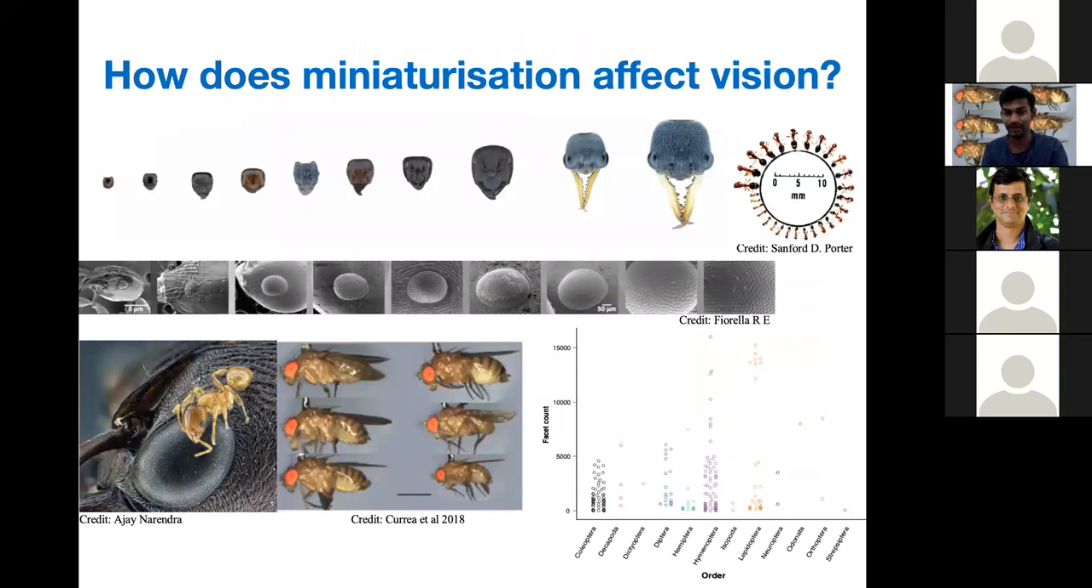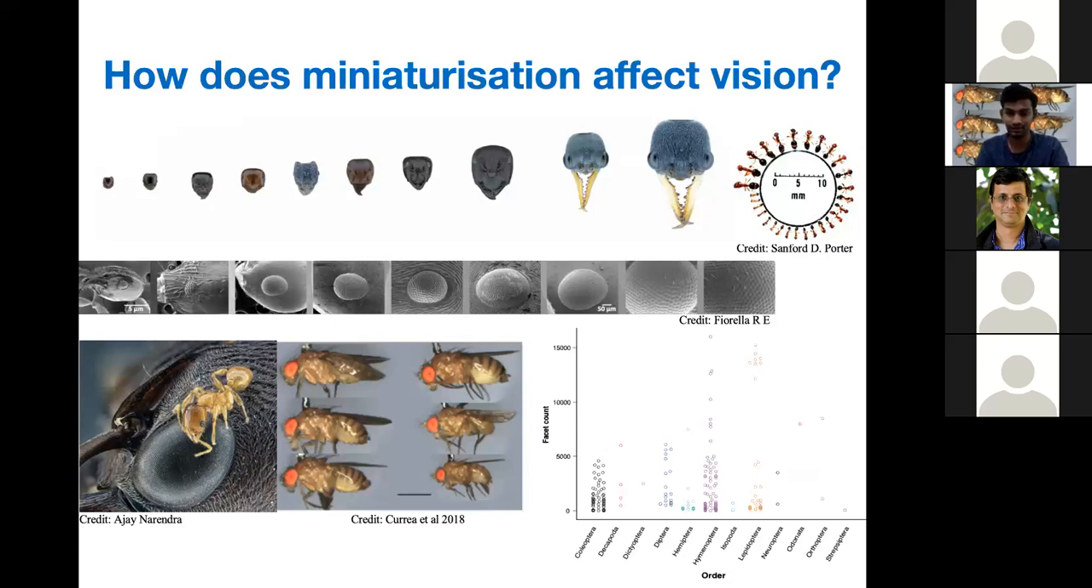And ants actually are perfect, and there are a few other insects that are perfect as well, but ants have a huge range of body size variation across species, and sometimes within the species as well, a huge range of body sizes that you see within a nest. In addition to that, corresponding to their head widths, which is a proxy for body size, their eye sizes also vary quite a bit. So it makes them a really good system to study the effects of miniaturization on their vision.